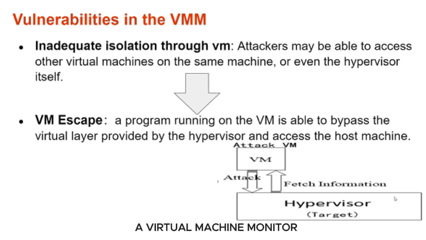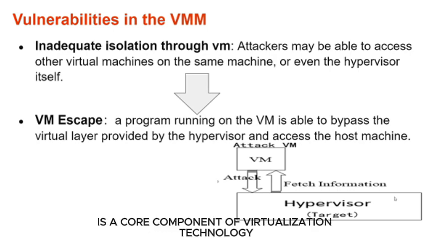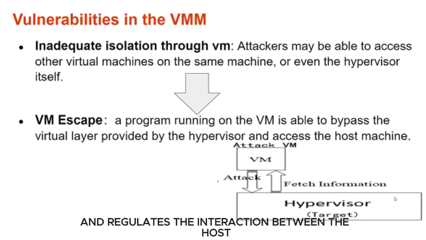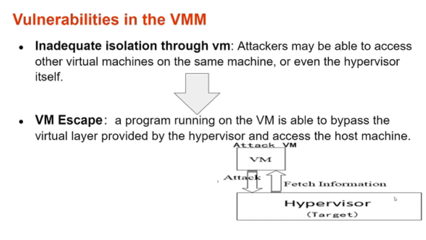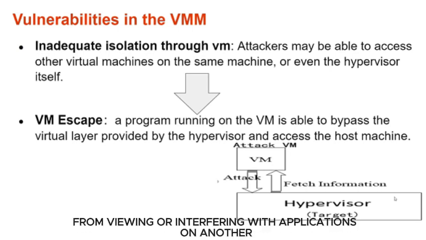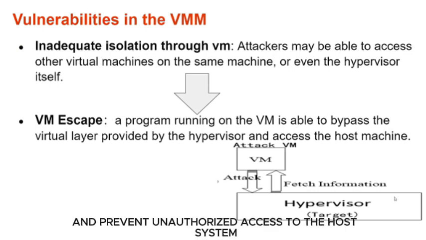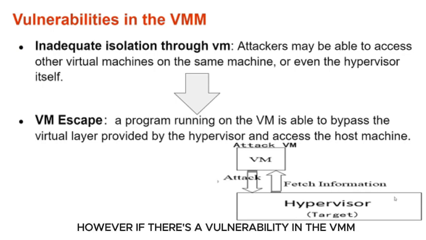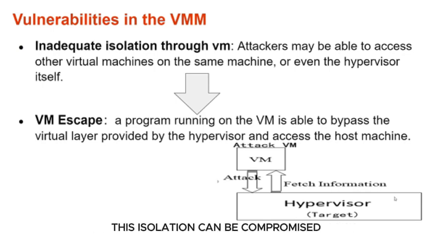A virtual machine monitor is a core component of virtualization technology that manages virtual machines and regulates the interaction between the host hardware and the virtual machines. One of the main responsibilities of the VMM is to ensure strict isolation, meaning that it needs to prevent applications running on one virtual machine from viewing or interfering with applications on another virtual machine, and prevent unauthorized access to the host system. However, if there's a vulnerability in the VMM, this isolation can be compromised and become inadequate.